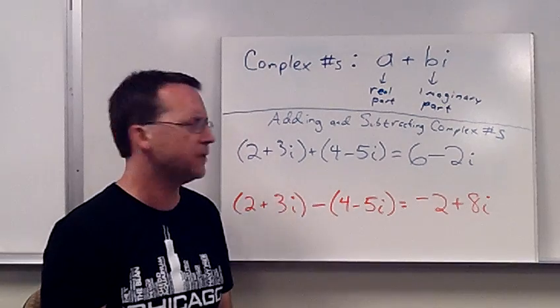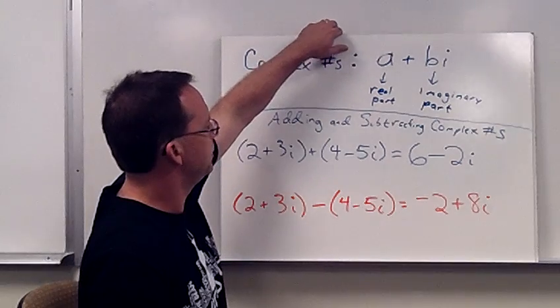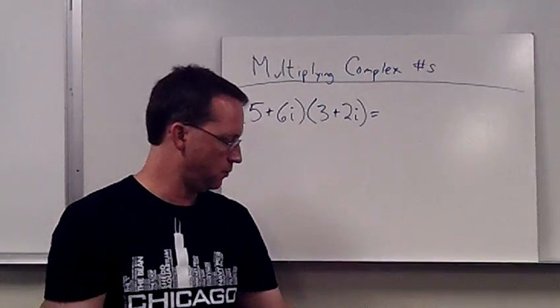So what about multiplication? How do I multiply two complex numbers? An example here, ready to go.